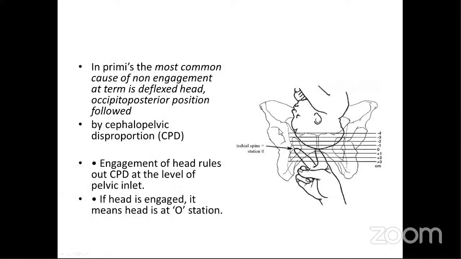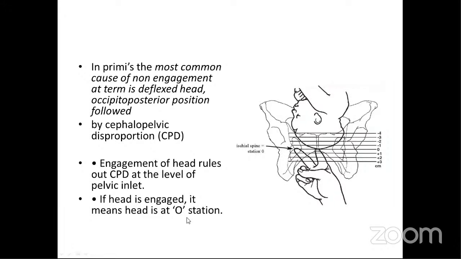Next, in primaries, the most common cause of non-engagement of the head is usually the deflexed head or occipital posterior position, followed by cephalopelvic disproportion. And the engagement of the head rules out CPD at the level of the pelvic inlet. Remember always that whenever you feel that engagement has occurred, it means that there is no CPD at the pelvic inlet. Then if the head is engaged, it has to be at zero station.